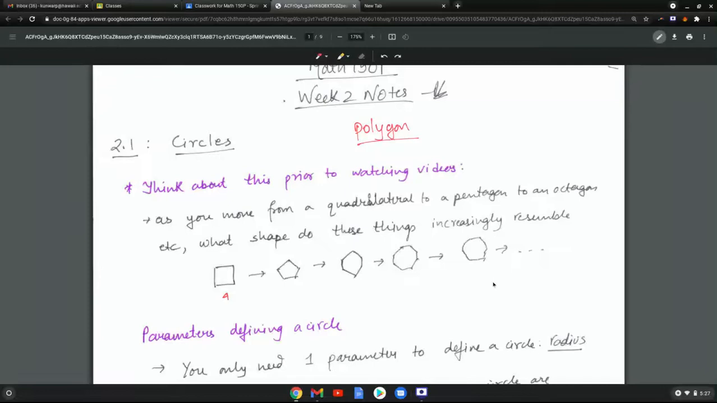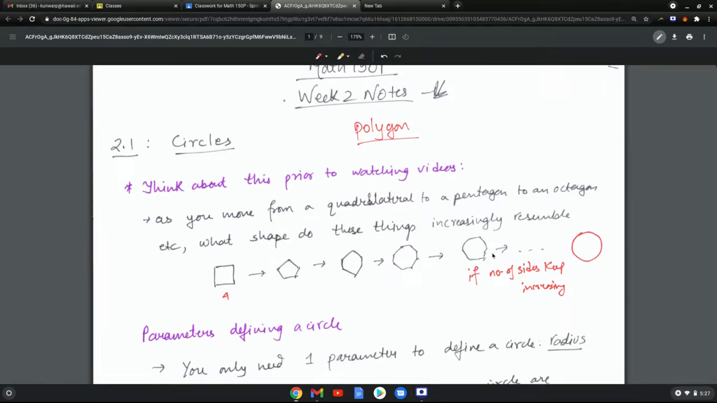So the idea is if the number of sides keeps increasing, what you get is a shape that resembles a circle. Right? So you can think of a circle as a polygon with an infinite number of sides.